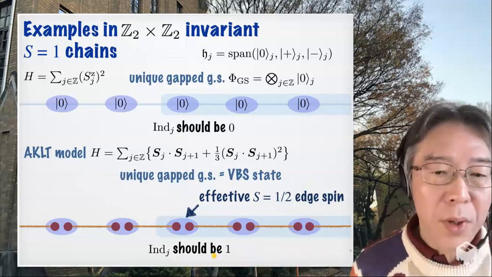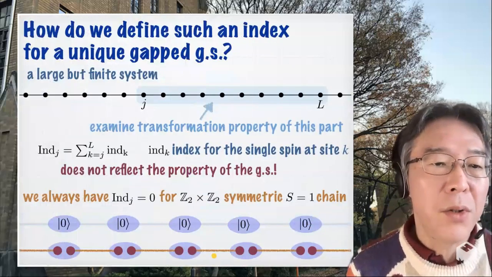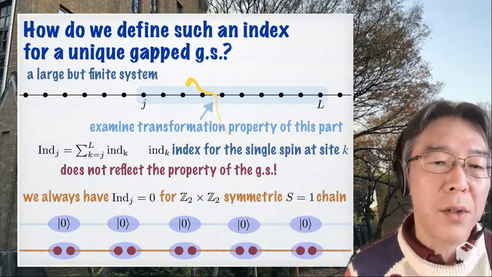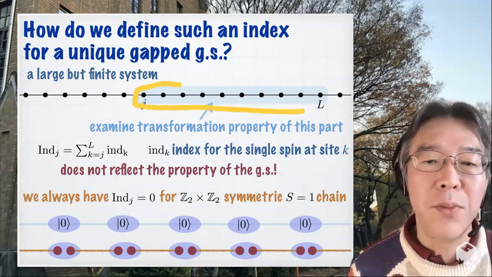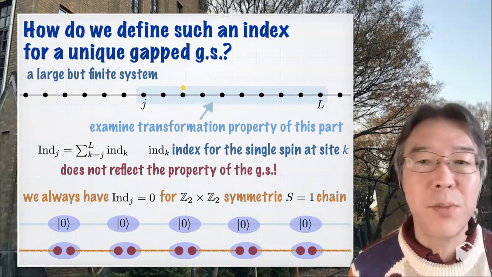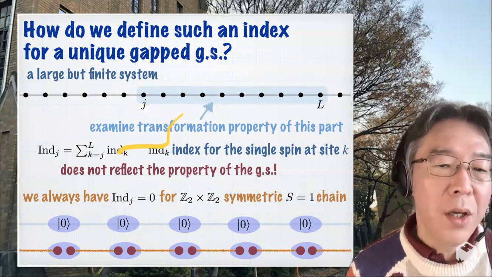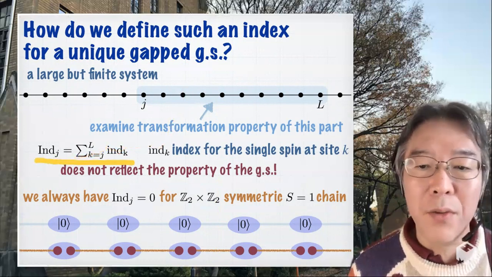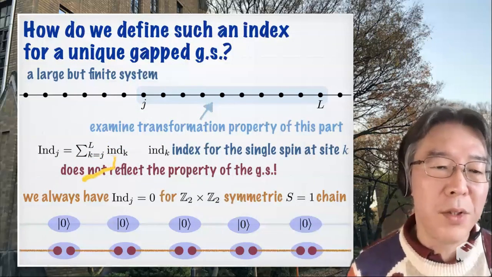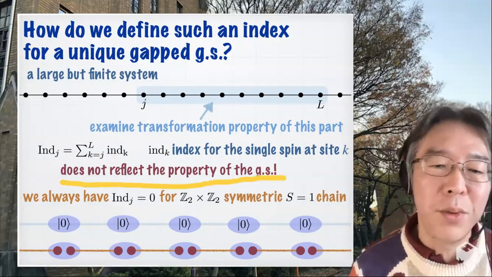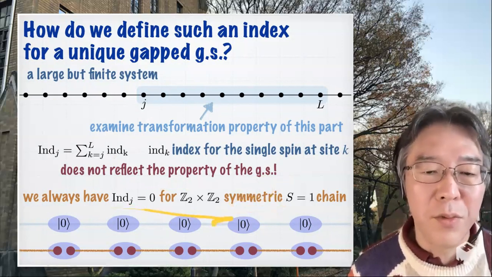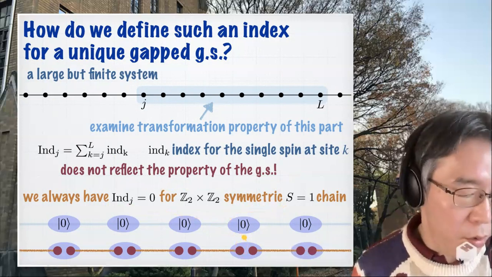Okay, so how can we define such an index? A very natural strategy is to consider a very large but finite system and examine the transformation property of this very large portion of the ground state. This gives you a well-defined index, but this is not what we want, because in this case, the only reasonable index we can have is simply the sum of the spin indices. Well, this is trivial. If you know the spins, you know this. So this does not reflect the property of the ground state. And in the case of a spin 1 chain, you always get 0 for any state. So this is, of course, not what we want.